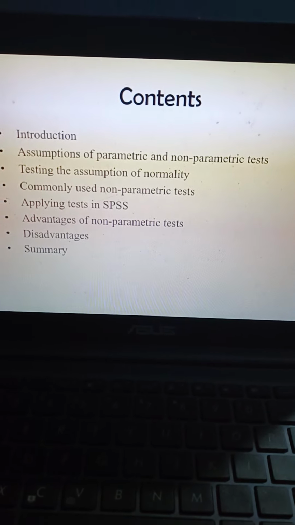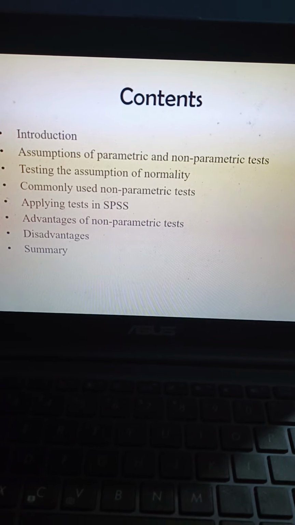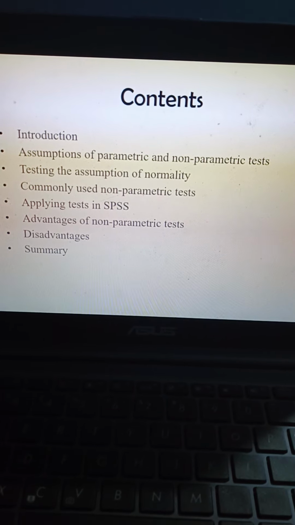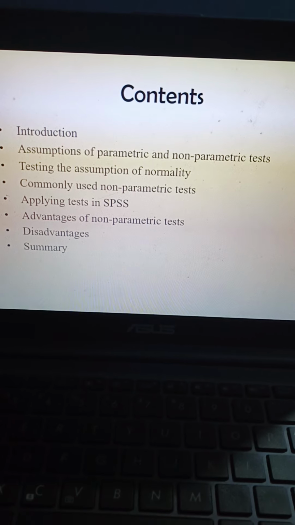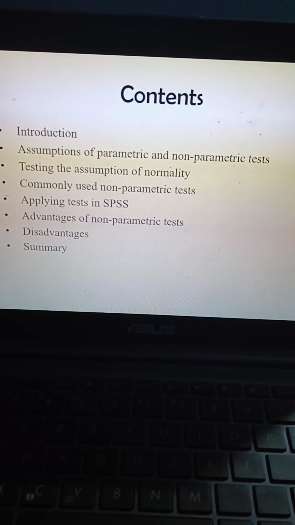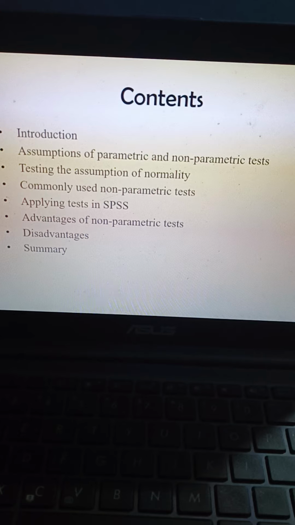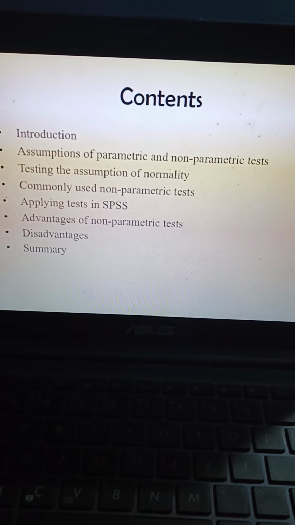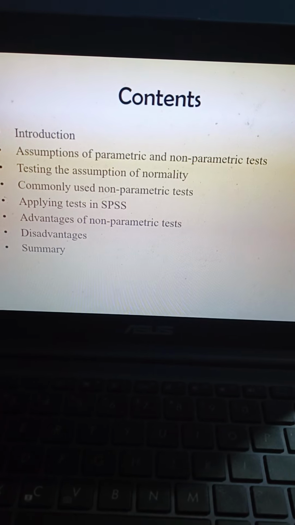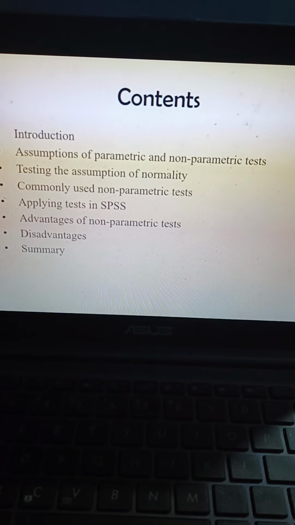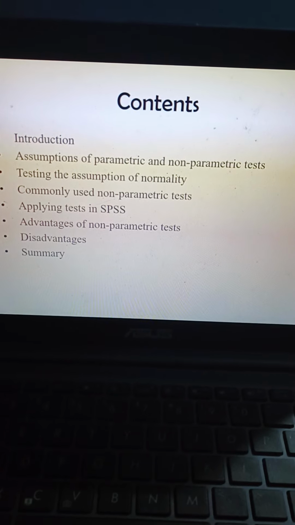We will discuss the introduction, assumptions of parametric and non-parametric tests, testing the assumption of normality, commonly used non-parametric tests, applying tests in SPSS, advantages of non-parametric tests, disadvantages, and lastly a summary.